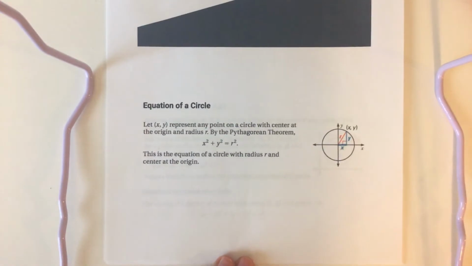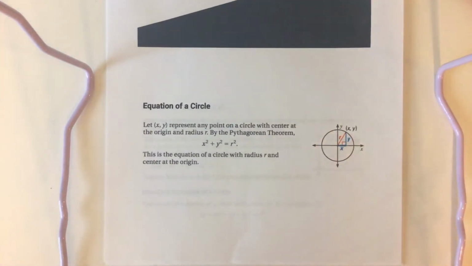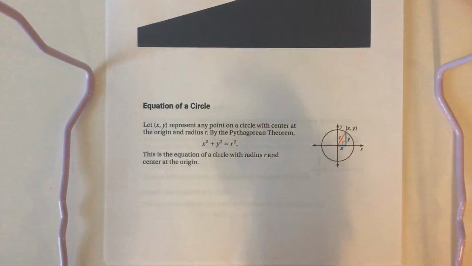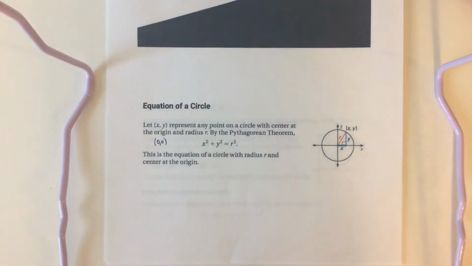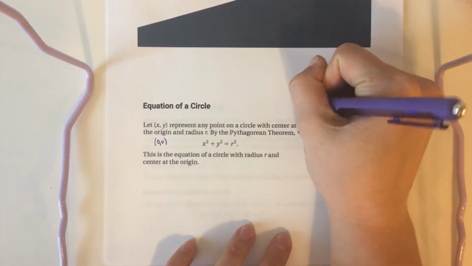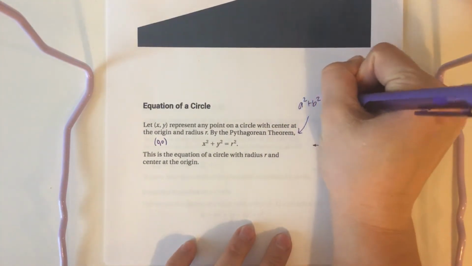So to start, what is the equation of a circle? So let x, y represent any point on the circle. So x comma y, just any point on the circle with the center at the origin. So just remember origin is at 0, 0 when we think of a coordinate grid, and the radius is r, so any number r. If we were to use the Pythagorean theorem, so remember Pythagorean theorem, a squared plus b squared equals c squared.